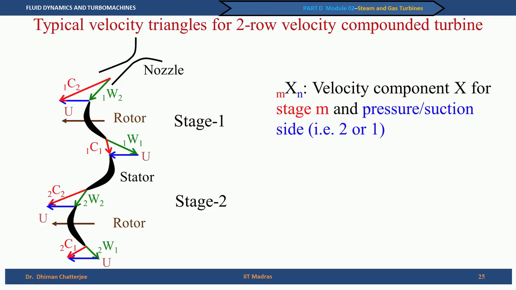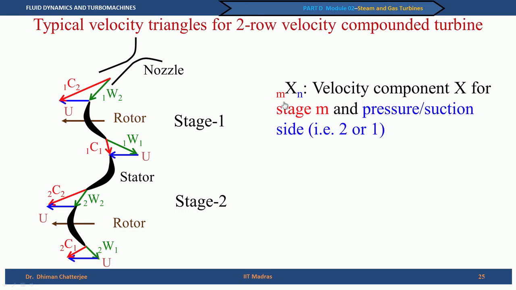We can extend this discussion from a single stage to multiple stages. I will show you a simple example of typical velocity triangles for a 2 row velocity compounded turbine, and I leave the other parts to you. First, you have to recollect that in a velocity compounded turbine, the first stage has a nozzle and the second stage has a stator, or the guide blade or the fixed blade. So, the flow is directed from the nozzle into the first stage rotor, and the flow leaves the first stage rotor and goes into the second stage, which has a stator, and then from the stator it goes to the second stage rotor and leaves.